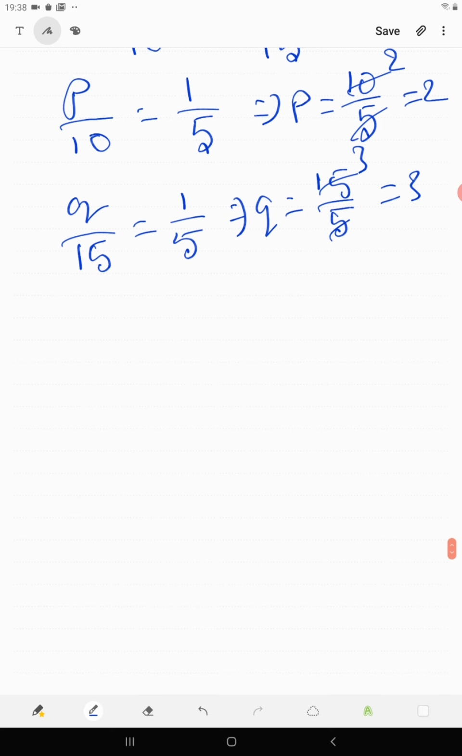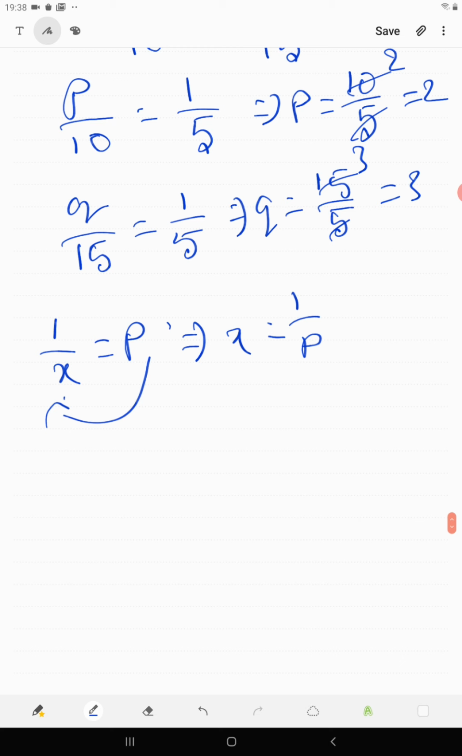Now we need to find x and y, not p and q. So we have already 1 by x equals p, correct? So x will be equal to 1 by p, correct or not? I took this towards the right and p came down, and x goes up. So x equals 1 by p.